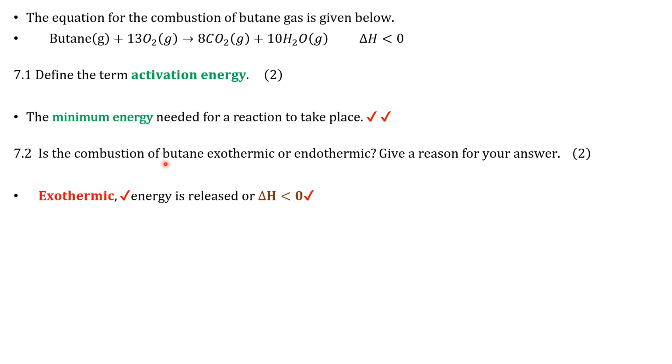Is the combustion of butane exothermic or endothermic? Give a reason for your answer. Delta H less than 0, therefore exothermic. Energy is released, or I can say delta H less than 0. 1 mark for exothermic, 1 mark for a reason.